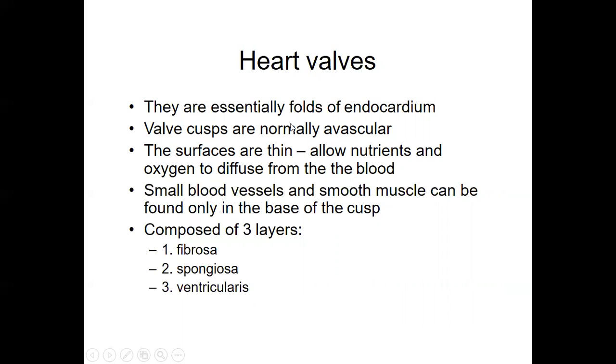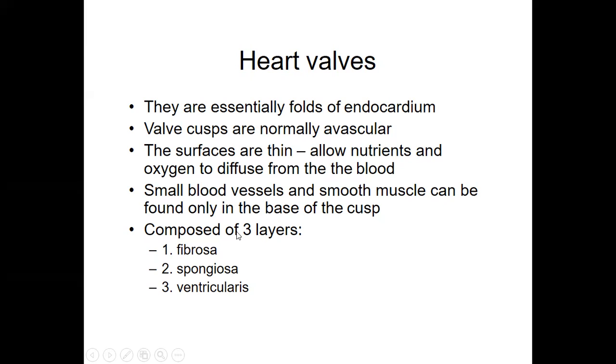The surface of the valve is very thin, so it allows nutrients and oxygen to diffuse directly from the blood, because the surface is thin. Just now I mentioned that the heart valve does not have a vessel, avascular. Small blood vessels and smooth muscle can be found only in the base of the cusps, because the base is usually thicker compared to the remaining part. So sometimes you can find small blood vessels.